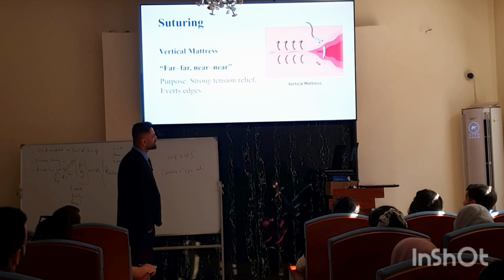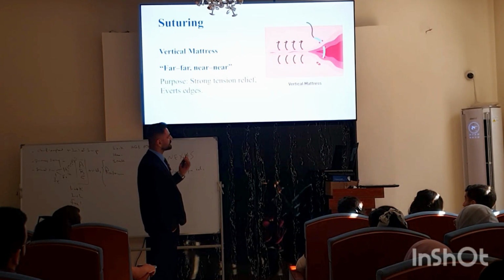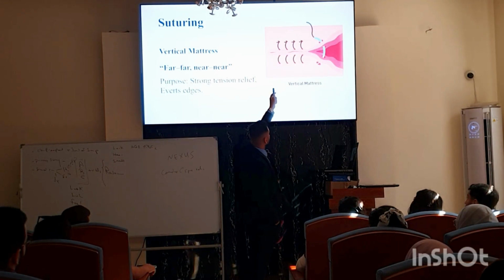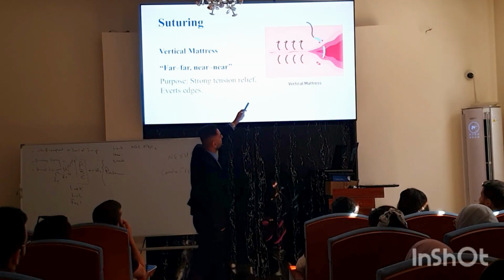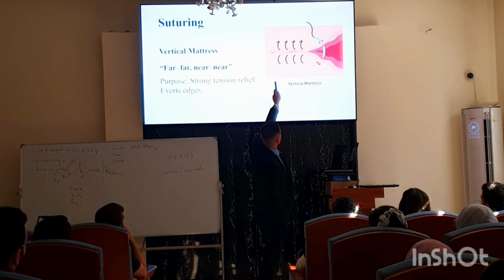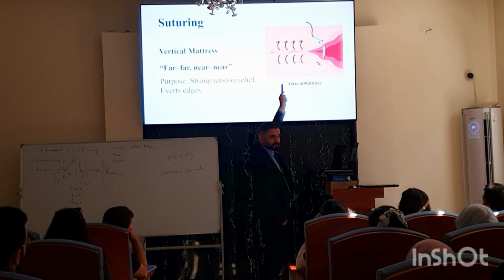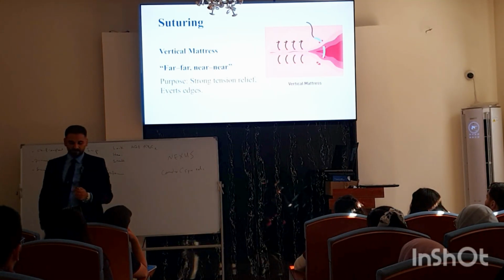This is a vertical mattress, especially designed to keep everything in tension, so you close it strongly. Unfortunately, this is the right drawing, but the needle does not show the reality of it. We go from far to far and then near to near. So we go like this, and we just enter again from the far side and enter the skin again, and the knot will be from one side. Is that clear? We'll be discussing that in more detail tomorrow when we are doing it practically.